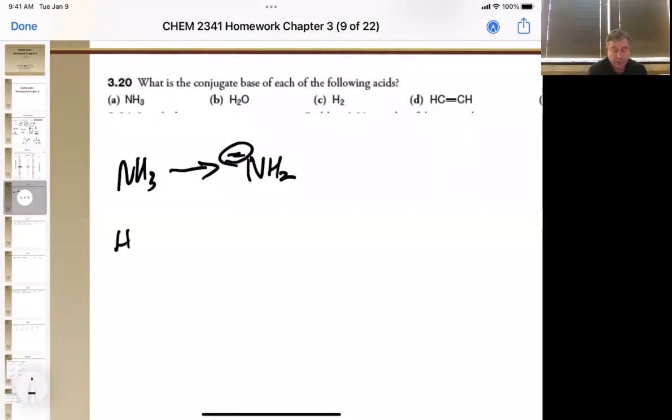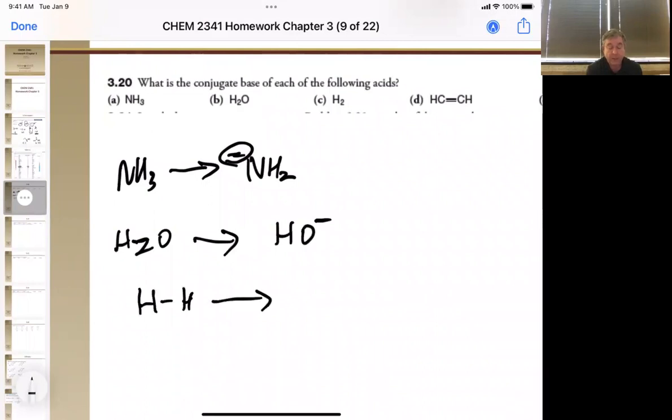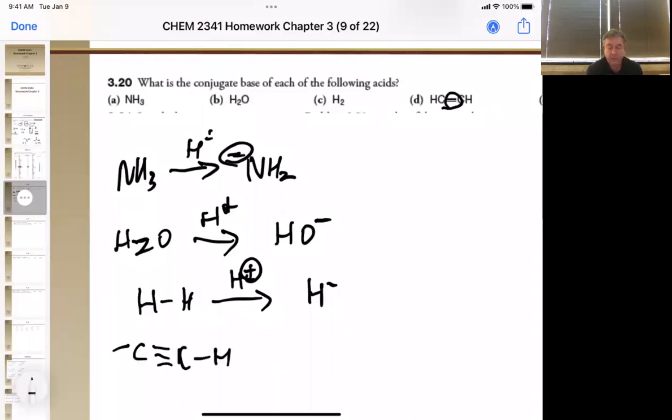If we have H2O, we remove a proton, that'll be HO minus. If we have hydrogen bonded to hydrogen and we remove a proton, remember we're removing a proton each of these times, that's going to turn it into H minus. Okay, and that's one of those interesting bases we have. And then this is a triple bond here. So if we have C triple bond C with an H and an H, we removed one of those, we get to C triple bond C with a negative charge on it, and hydrogen over here.